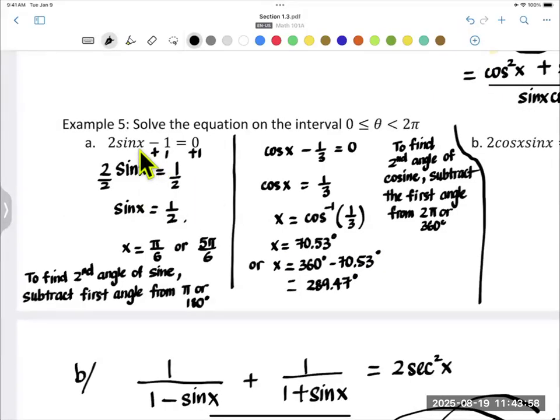Similarly, for the sine equation, if the value is not on the unit circle, to find the second angle you just subtract the first angle from pi or 180. You will get the second angle.